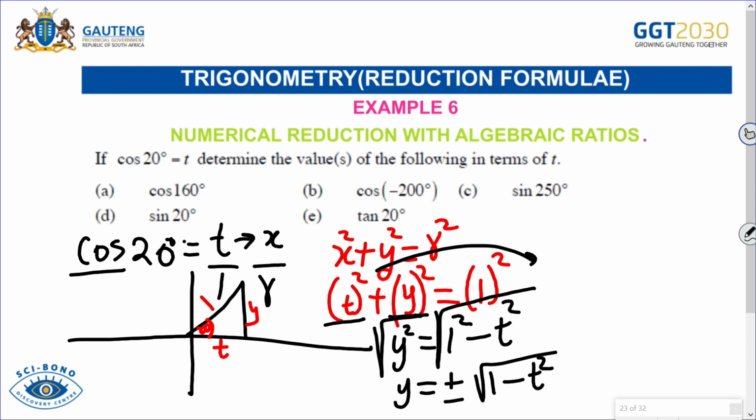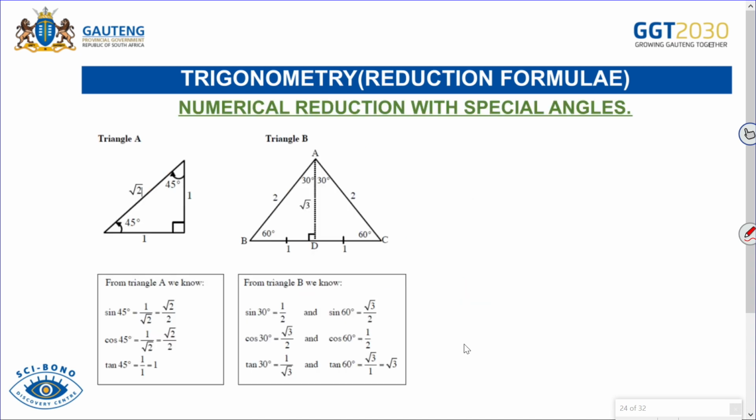So since it's plus or minus, we need to choose one answer which is suitable for this diagram. Obviously, because this is above the x-axis, it means our y is going to be positive. So it means this side, you'll get that your y is given as the square root of 1 minus t squared. Okay?